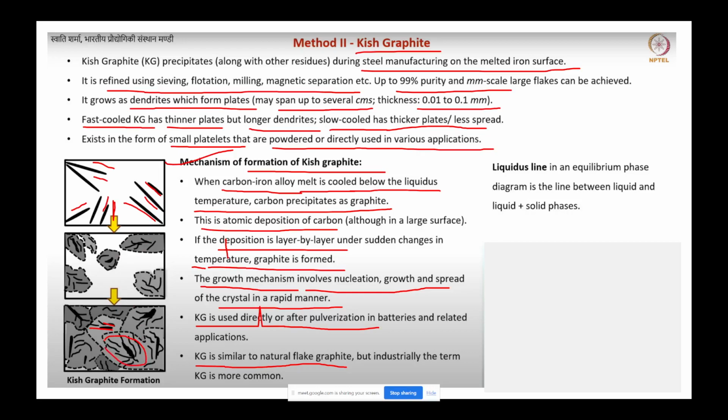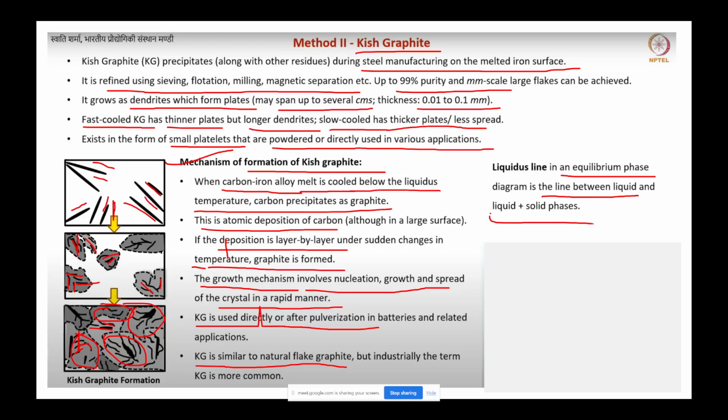You can see a very big crystal, and it is oriented like this. Inside, if you see it in optical imaging like SEM or TEM, it will be mainly a flaky kind of structure. So it is also called natural flake graphite, but in more industrial terms it is called kish graphite, or the fish graphite, right? So, liquidus line: you should know that the liquidus line is the equilibrium phase boundary in the phase diagram, the line between the liquid and the liquid plus solid phase.